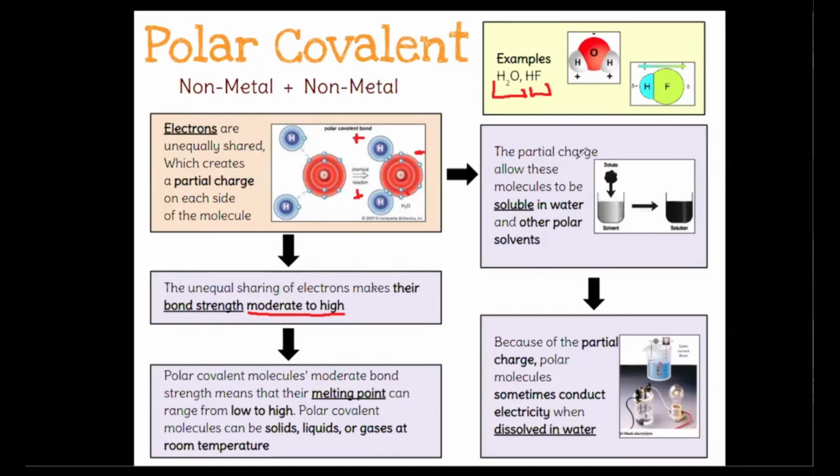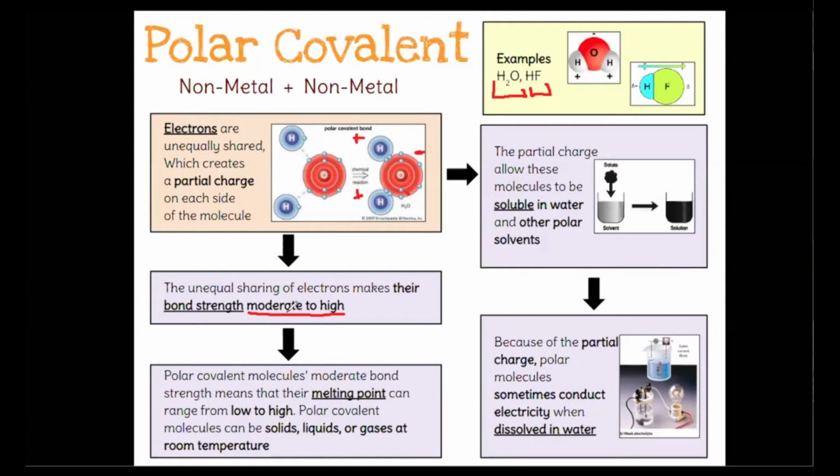Because there's a partial charge to it, and because water has a partial charge, these molecules will be soluble in water and other polar solvents or polar liquids. And because of the partial charge, they sometimes will conduct electricity, sometimes not. Polar covalent is somewhere between covalent and ionic.